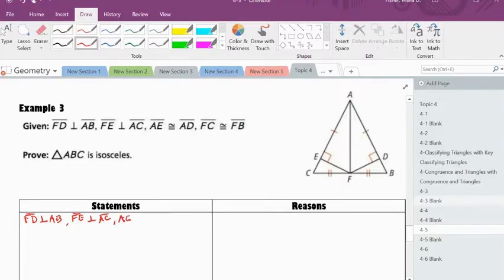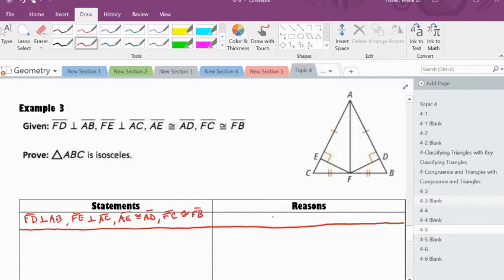that AE is congruent to AD and that FC is congruent to FB. And all of that is our given information. Let's make sure that all of that is marked on the picture.